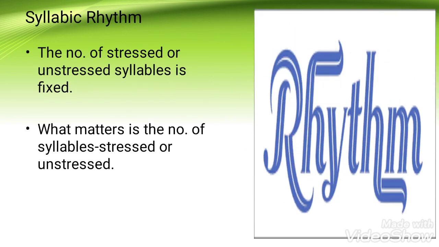And next we have syllabic rhythm. The number of stressed or unstressed syllables is fixed in this type of rhythm. What matters is the number of syllables, stressed or unstressed. Okay, I think everything is clear. So the number of stressed or unstressed syllables is fixed in a line of verse in syllabic rhythm.